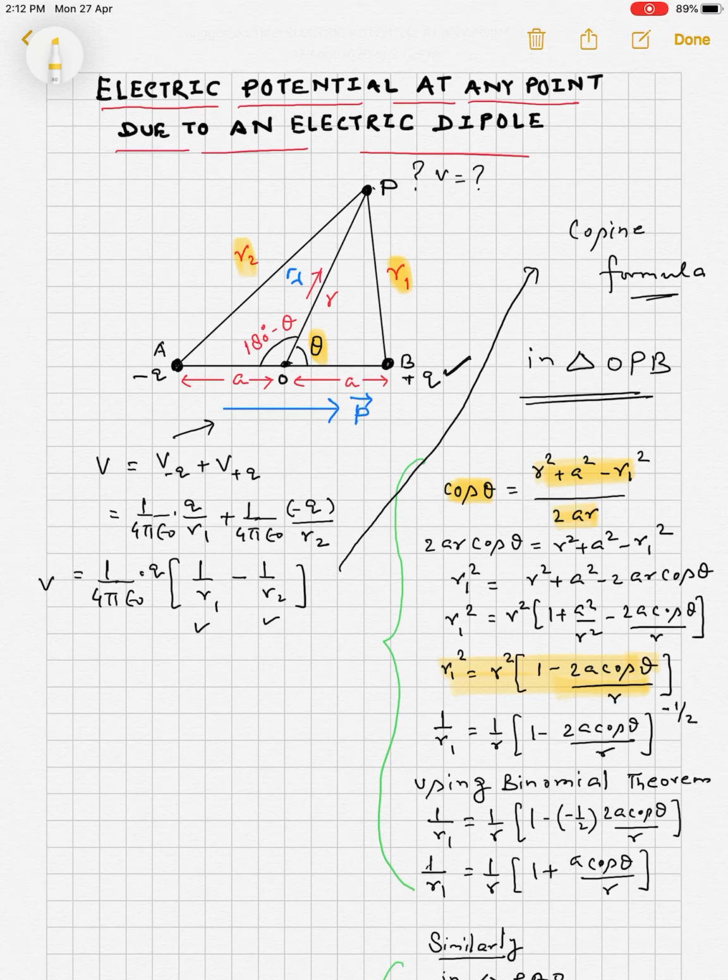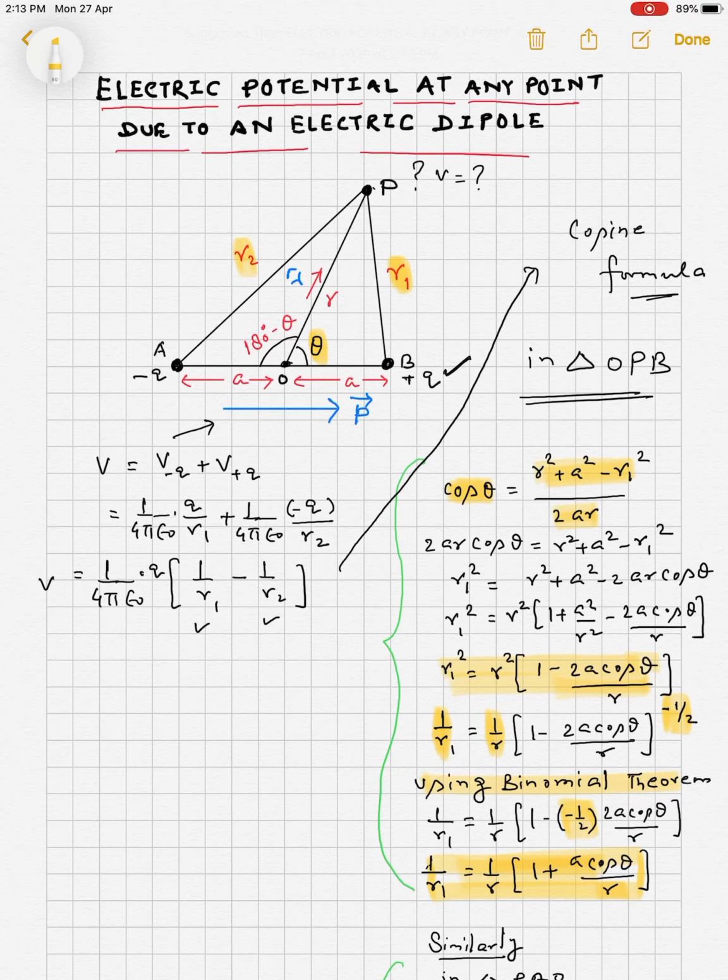Now taking the reciprocal on both sides, we have 1 upon r1 is equal to 1 upon r, within bracket 1 minus 2a cos theta upon r, whole raised to the power minus 1 by 2. Now using the binomial theorem, this minus 1 by 2 comes here. So the final equation becomes 1 upon r1 is equal to 1 upon r within bracket 1 plus a cos theta upon r.